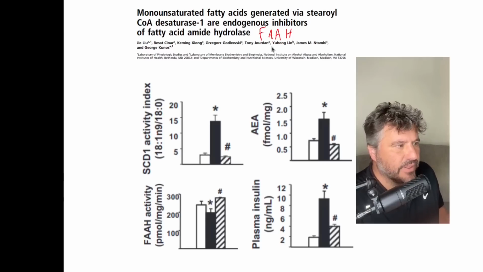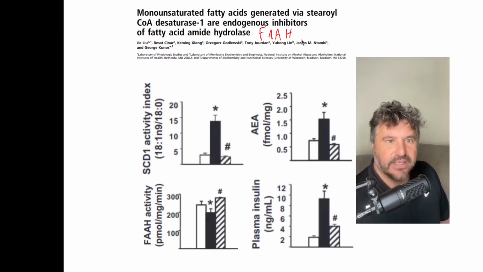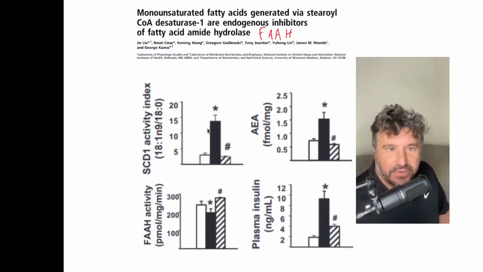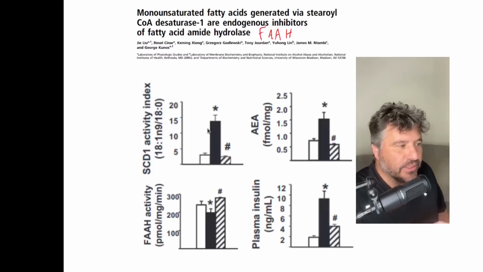Furthermore, this paper is very important. This is about FAAH. This is the enzyme that breaks down those endocannabinoids, and so you're not overactivating that CB1 receptor. And what they showed is that monounsaturated fats bind to and directly inactivate FAAH, the enzyme that breaks down the endocannabinoids. And so you could see these guys were given a high-fat diet, and you can see what happens is the ratio of oleic to stearic acid in these mice massively increases when they're given the high-fat diet.